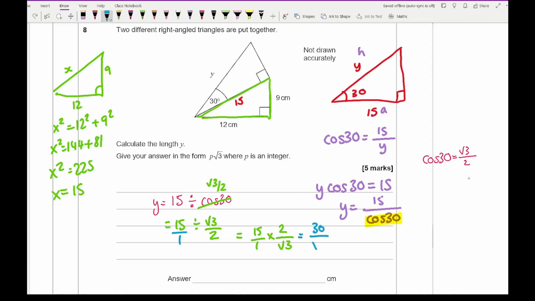Which becomes 30 over root 3. Then if I rationalise the denominator by multiplying both the top and the bottom by root 3, I get 30 root 3 over root 9, which is 30 root 3 over 3. The 3 cancels with the 30 to leave me with 10. So the answer is 10 root 3, and that there is my final answer.